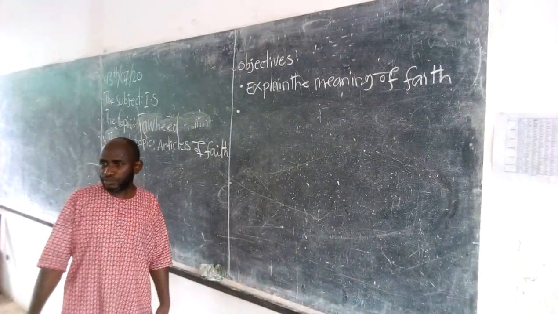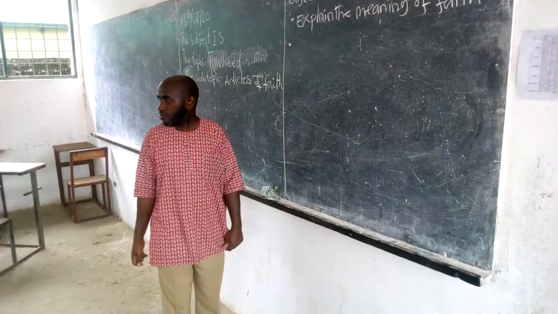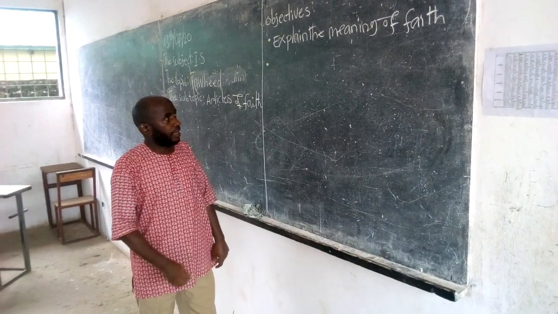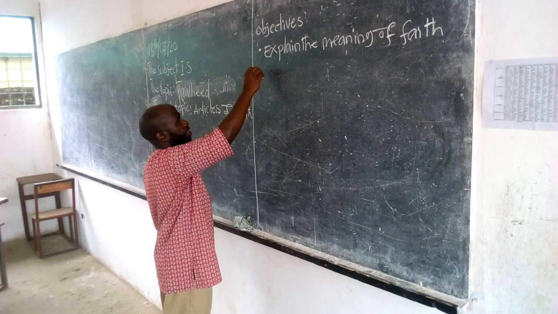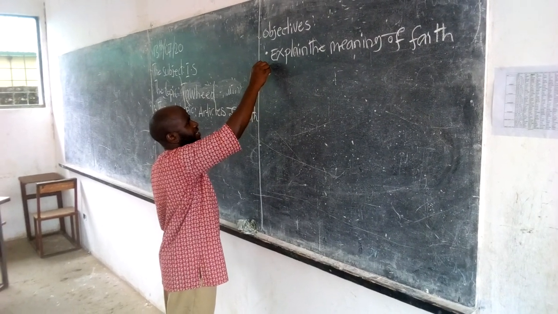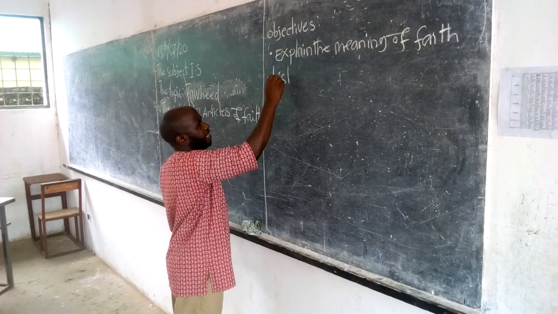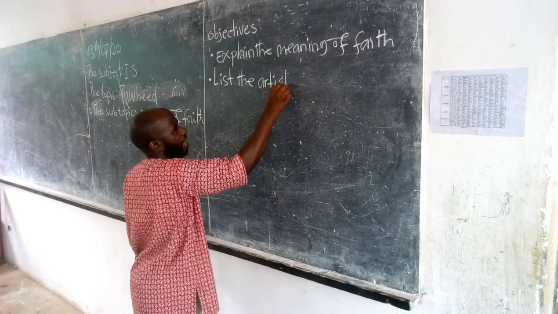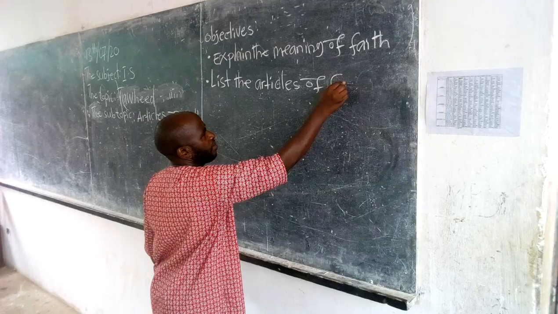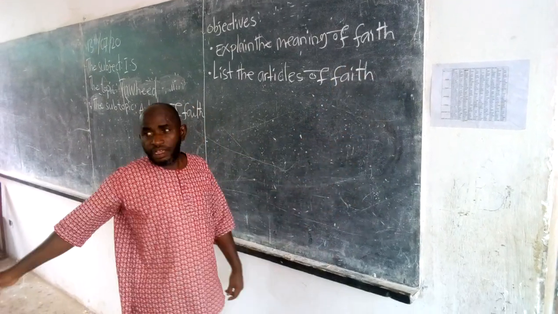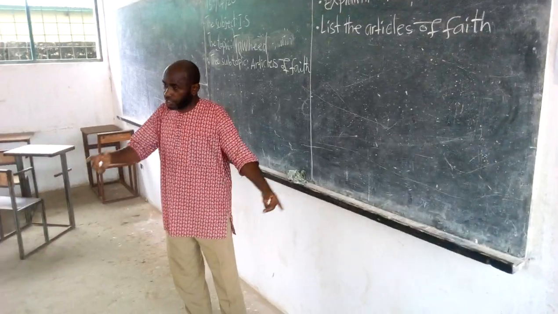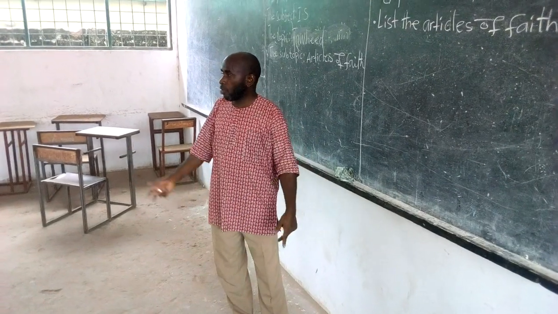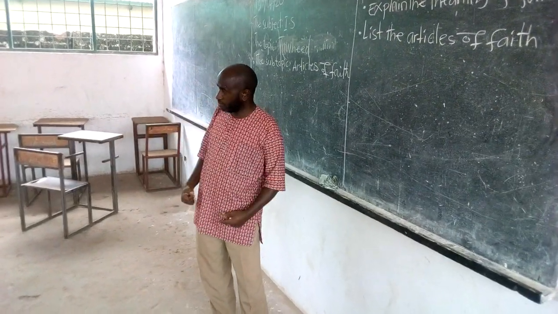Point number two, that I would like you to understand or to explain or to list by the end of the lesson: you will list the articles of faith. And I would like to list them in order, not just say number two in number three place or number one in number fourth place. No, I would like to list them in order.